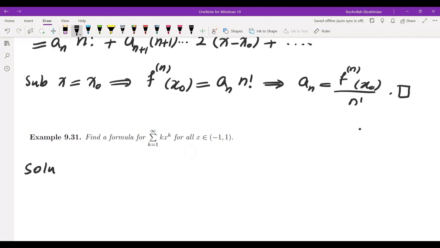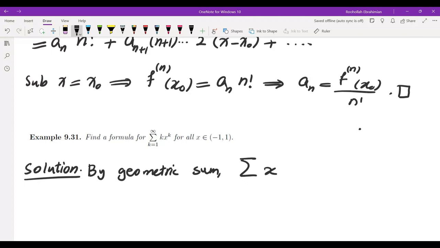So let's look at an application of this theorem. So here is an example. Find a formula for the sum of k x to the power of k for all x inside negative 1 to 1. As we notice, this sum looks like a derivative of x to the power of k. The derivative of x to the power of k is going to be k x to the power of k minus 1. So by geometric sum, the sum of x to the power of k, k equals 0 to infinity, is going to be 1 over 1 minus x for all x from negative 1 to 1.